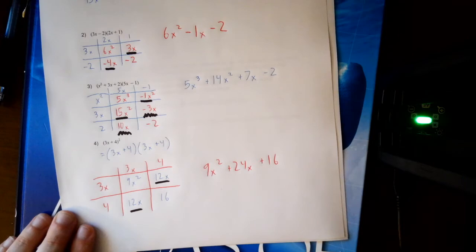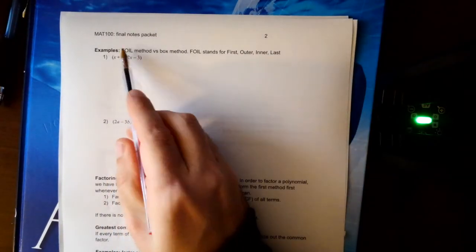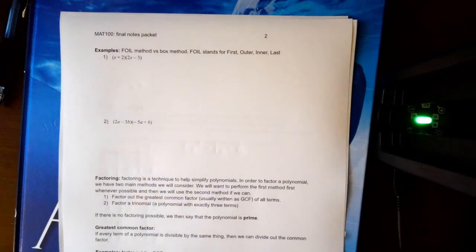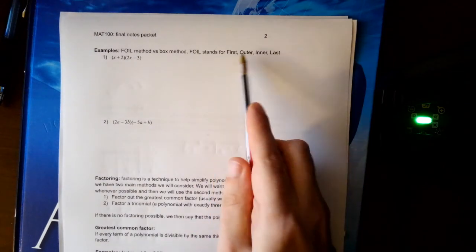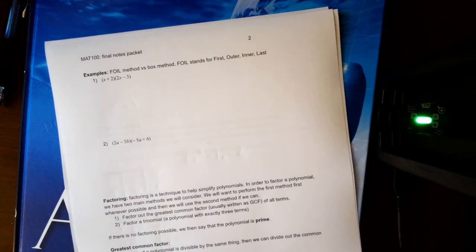Now, that's the box method. There's one more method we can use, and that's when you have a 2-term times a 2-term. You might have heard FOIL before. FOIL stands for first, outer, inner, last. So first, outer, inner, last.